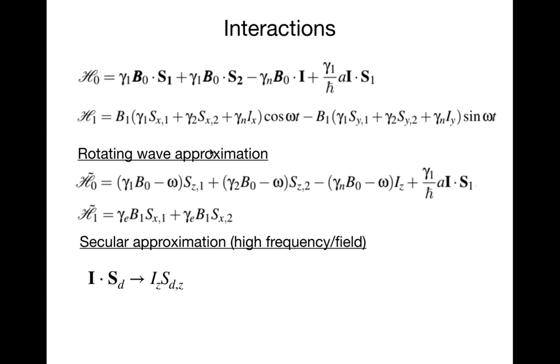And when we are doing EDMR, we're using the rotating wave approximation, which modifies the Hamiltonian in this manner and eliminates the time dependence, which makes it a much easier problem, of course. And then in EDMR, we're going to take the secular approximation, which means we're looking at high field resonance. Okay, and that simplifies the hyperfine Hamiltonian.